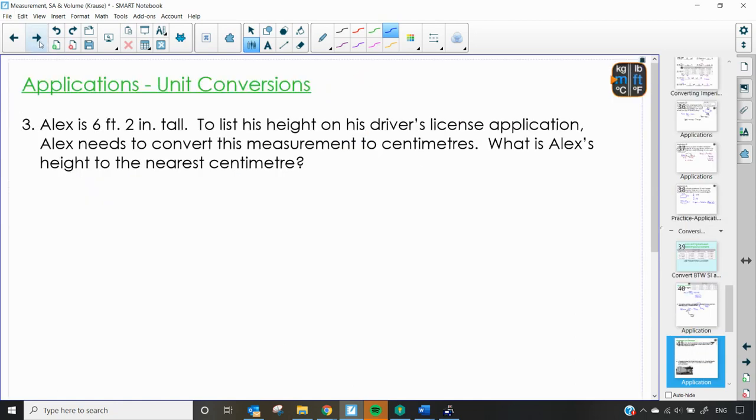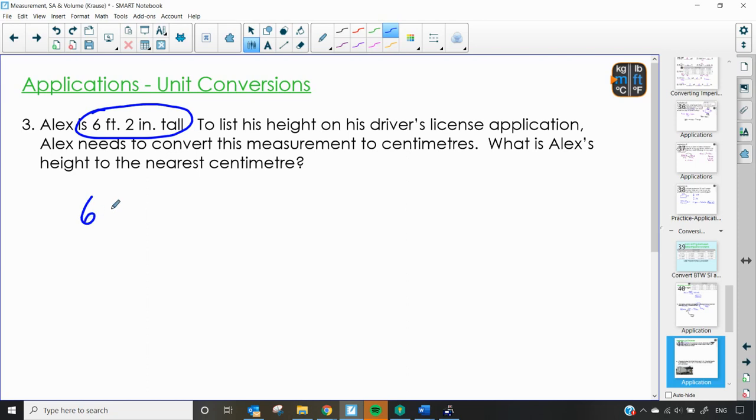All right, taking a look at our next example. Alex is 6 feet 2 inches tall, and he has to list his height on his driver's license application in centimeters. So in order to list it in centimeters, we're going to have to convert 6 feet 2 inches tall to centimeters. Now, when we have these two imperial measurements, we're going to have to first put them both into the same units and then convert to centimeters. Now, inches converts really well to centimeters, so I'm going to convert my feet to inches.